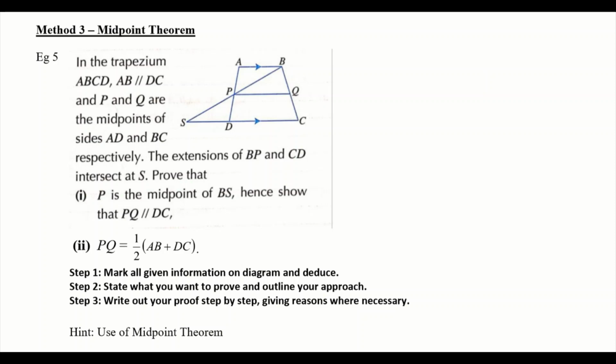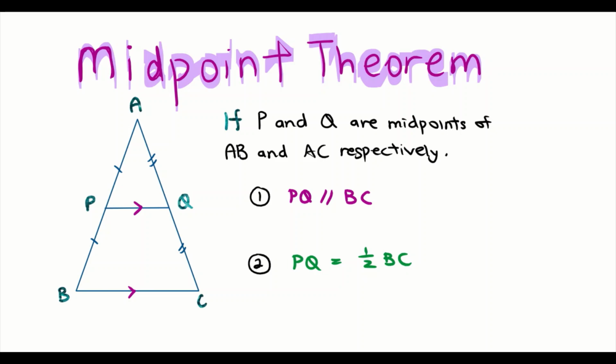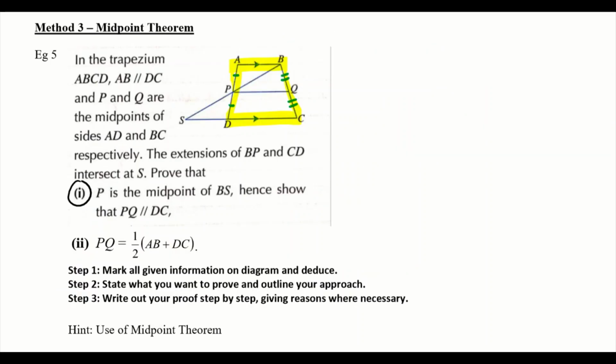In the trapezium ABCD, AB is parallel to DC, and P and Q are the midpoints of AD and BC respectively. We'll start with part 1. How do we prove P is a midpoint of BS? Can we use midpoint theorem yet? Remember, for midpoint theorem, we can only use it when we have a triangle like this. But in this case, the midpoints are found in a trapezium, not a triangle. So for part 1, we cannot use midpoint theorem yet.